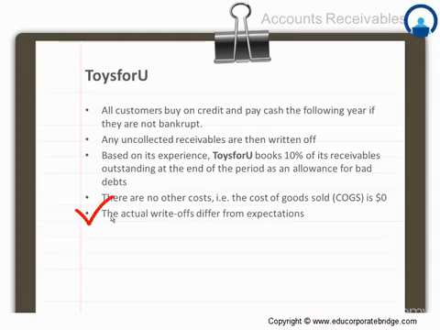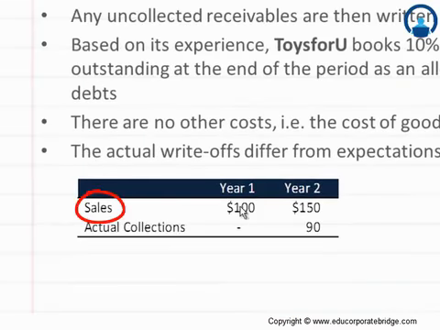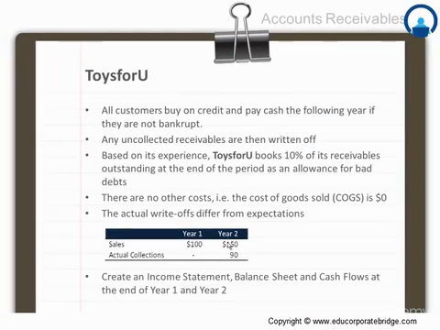Number five is that the actual write-offs differ from the expectation in this way: the sales is $100 in year 1. However, as the cash collection happens the following year, the actual collection is given in year 2, which is 90 here. So this is the bifurcation of how the sales are recorded and actual collections take place. We are only taking an example of 2 years, and what we are expected to do is to create an income statement, balance sheet and cash flows at the end of year 1 and year 2. So let's try this out and see how it goes.